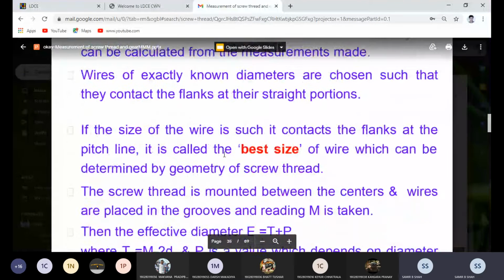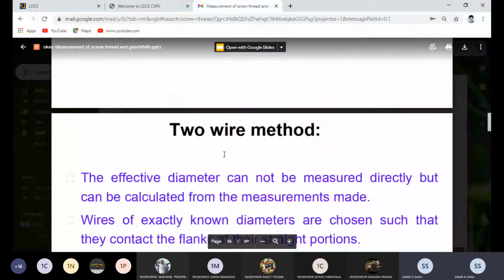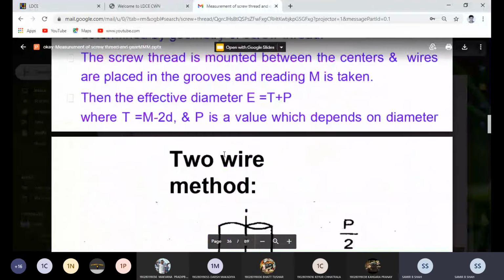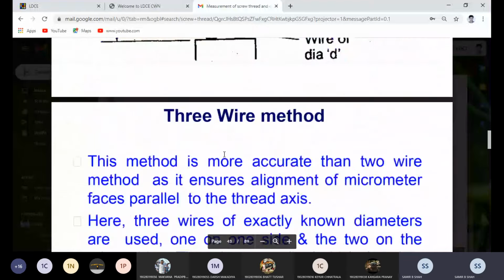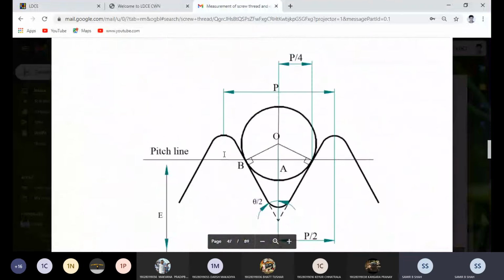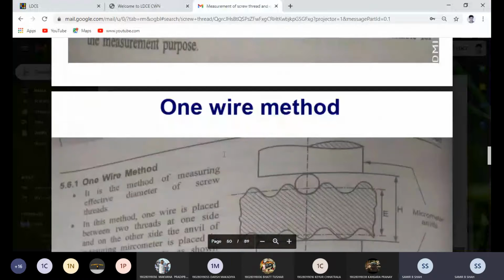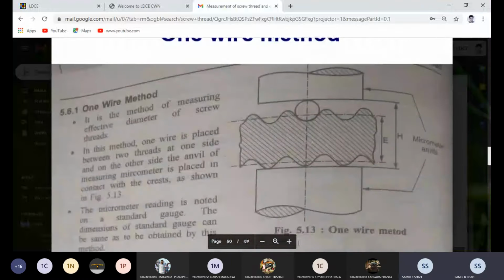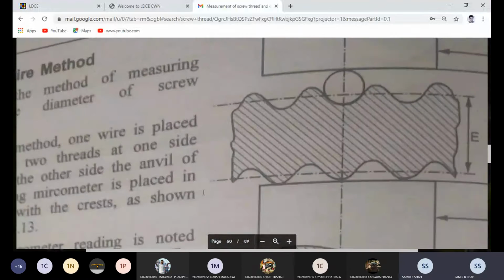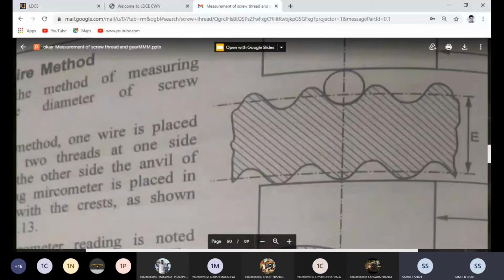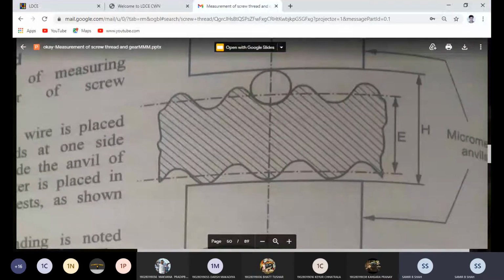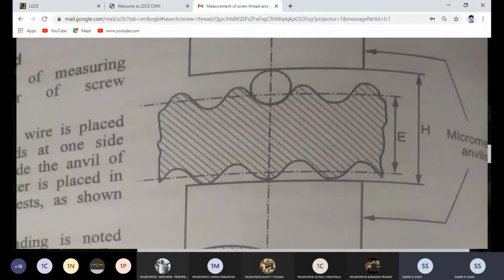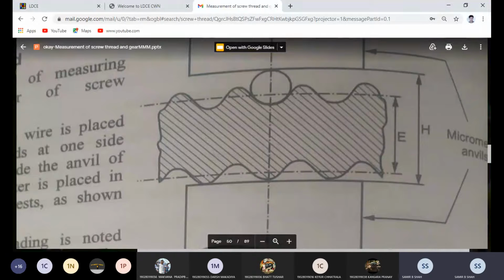Yeah, it may start with the two wire method. So I think if I have the diagram, then it may be very easy for you to understand. Yes, you can just see. I just zoomed the figure, so it may be very clear in your mind. Yes, this is the thread that we have to measure the diameter of.